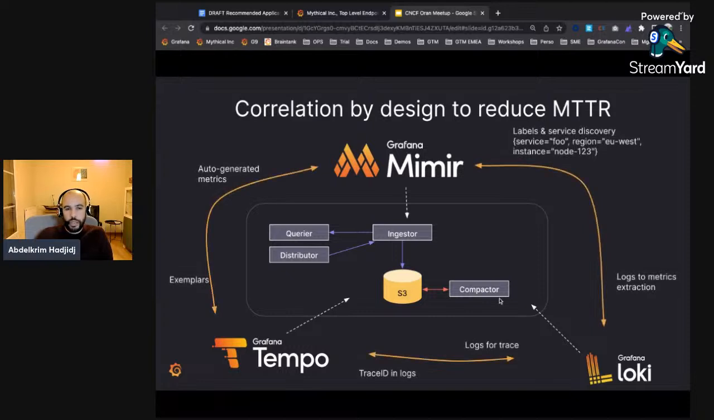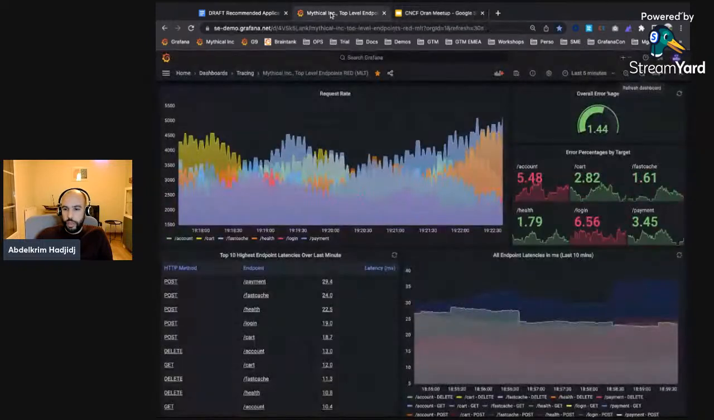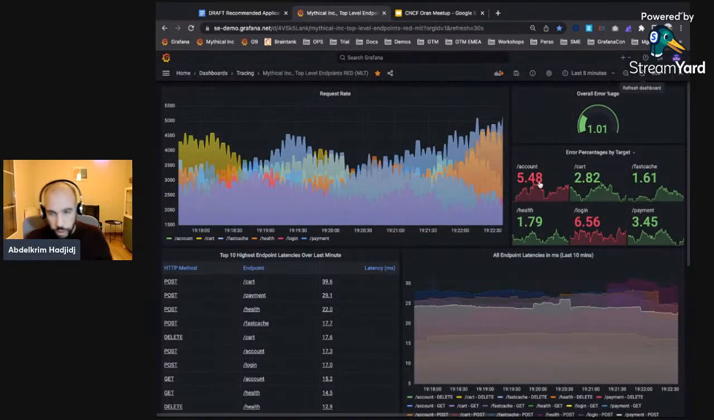The other thing is that since we are using similar query language, similar labeling, and metadata, it's really easy to move from one pillar to another one. And this is what I will show you in the demo. But before jumping to the demo, is there any question I can answer?